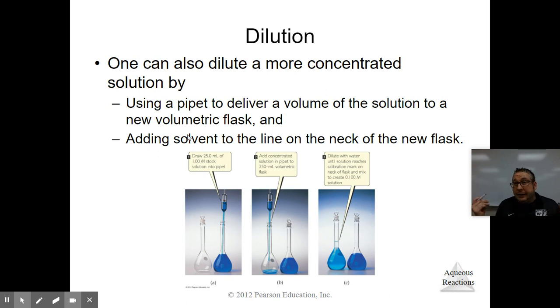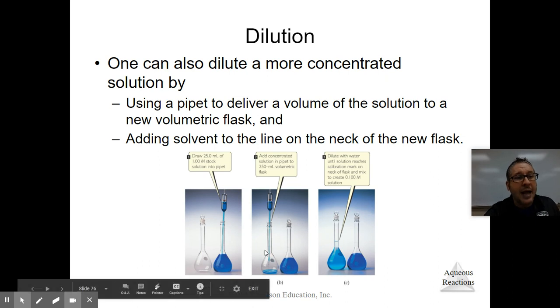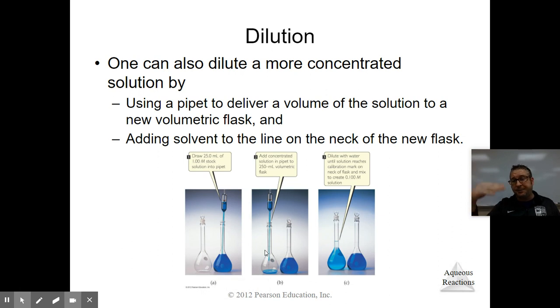Anyway, what you do is you get a certain concentrated solution. You take out a specified volume with a pipette, put it into a volumetric flask like you see here, okay? And you add that concentrated solution into the flask. You then use water or another solvent to get up to that line indicating a certain volume. And wouldn't you know it, there is a mathematical process that you can use in order to help determine how much of the concentrated solution and how much of the solvent you need.